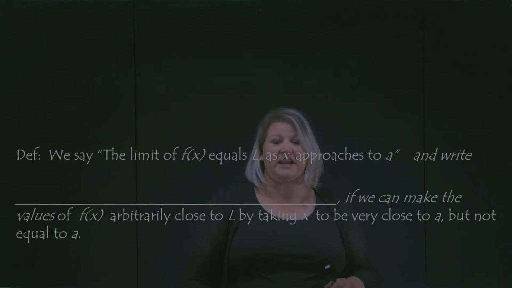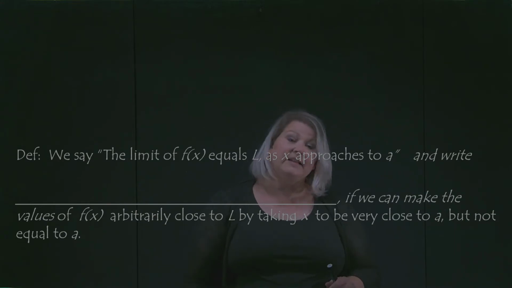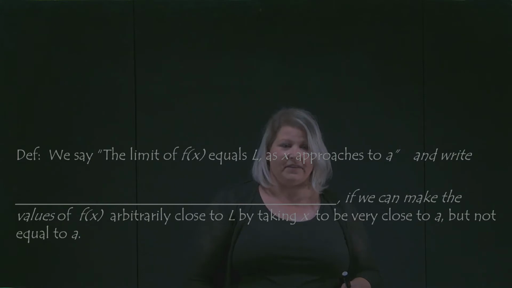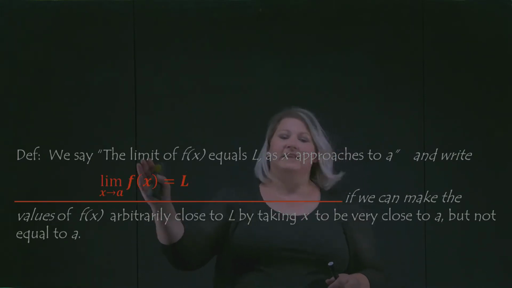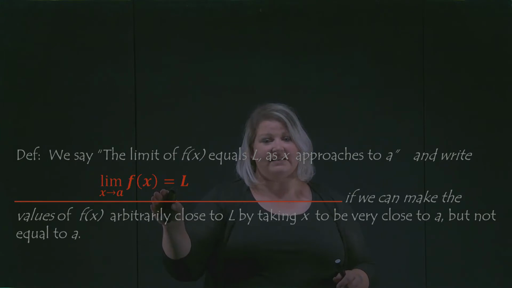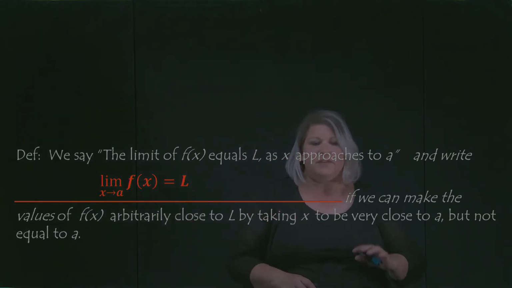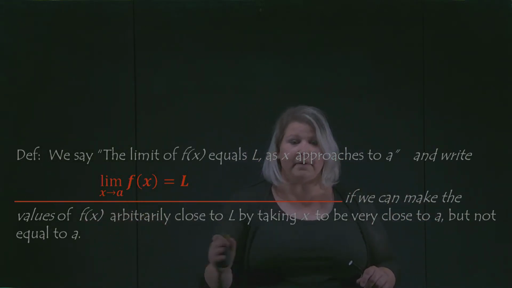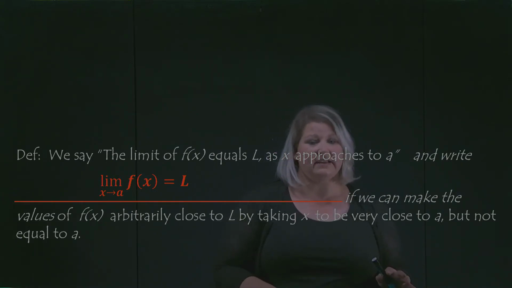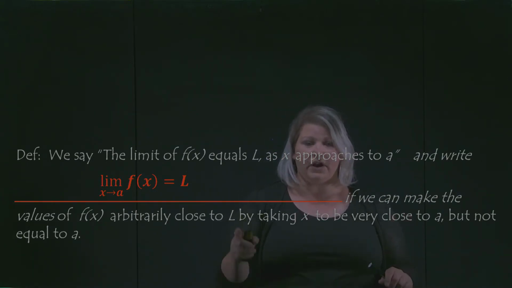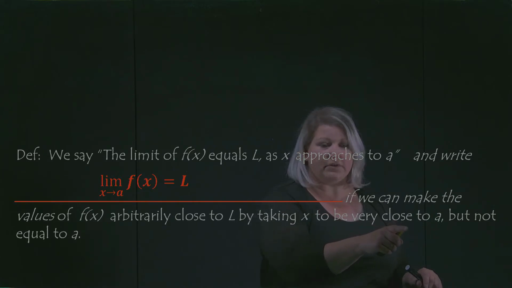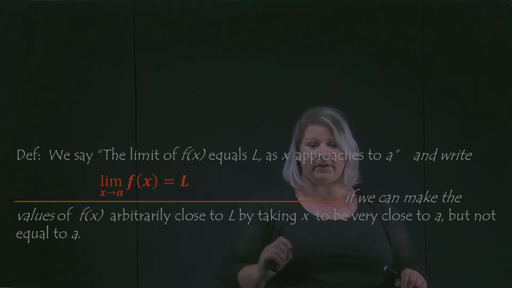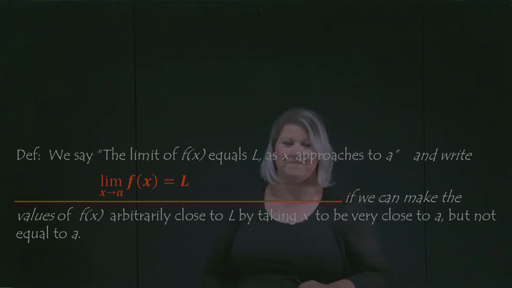So here we approach a definition. We say that the limit of f of x equals L as x approaches a, and then we write it like this: the limit of f of x equals L as x approaches a. This is true if we can make the values of f of x arbitrarily close to L by taking x to be very close to a, but not equal to a. So in other words, getting really, really close to that value, but not equal to that value. That's how we can find the limit.